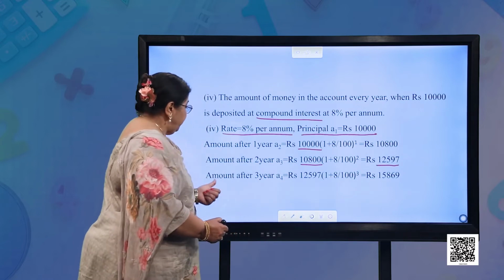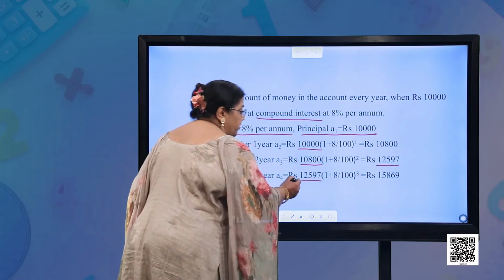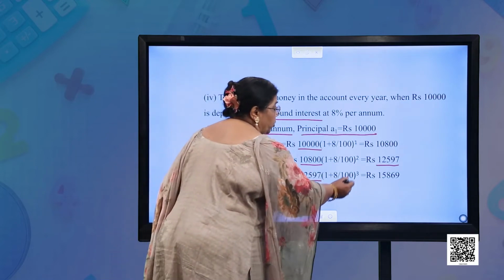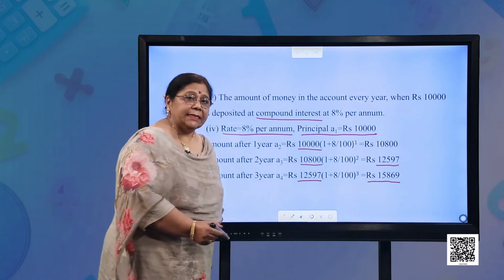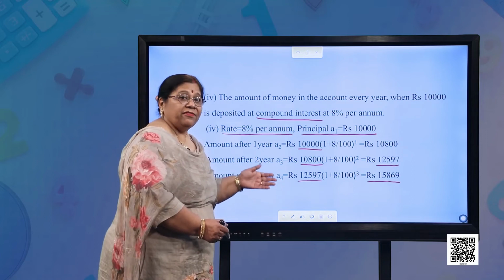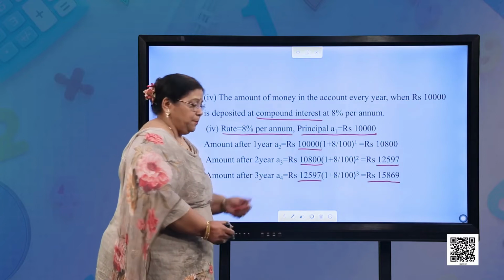12,597. See, for the amount after 3 years, A4, it is 12,597 multiplied by (1 plus 8/100) raised to 3. You can see this amount, it is 15,869. What do you notice? Do you have the common difference to be the same here? Obviously no. So, it is not an AP.